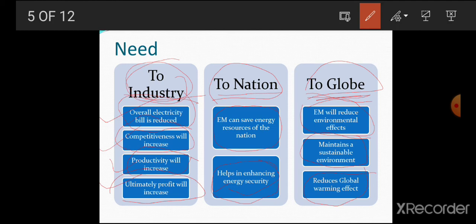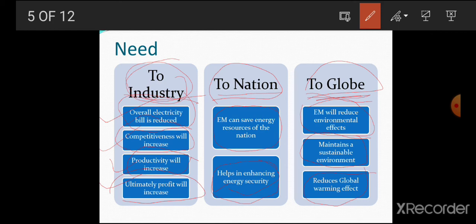As we know, electricity is also produced from natural resources like coal, which produces CO2 emissions. If we reduce our consumption, then it can reduce the CO2 emission and help in reducing the global warming effect. So this was the need for energy management and audit.